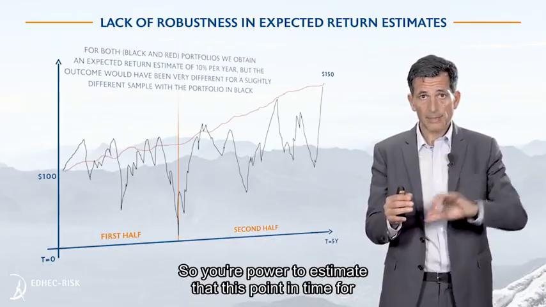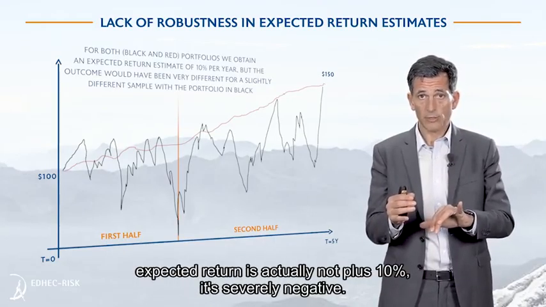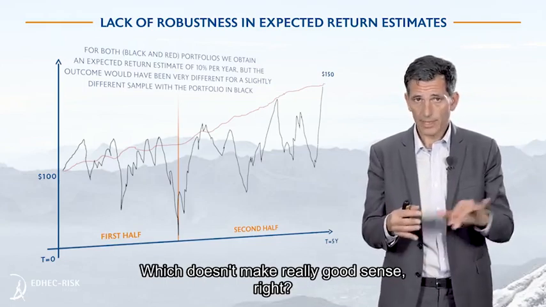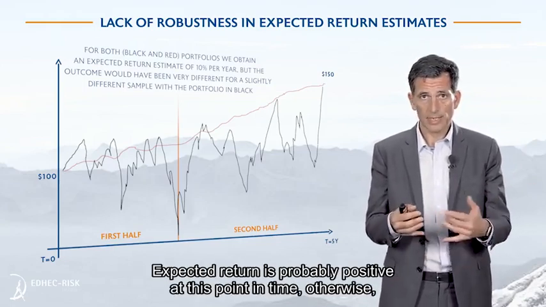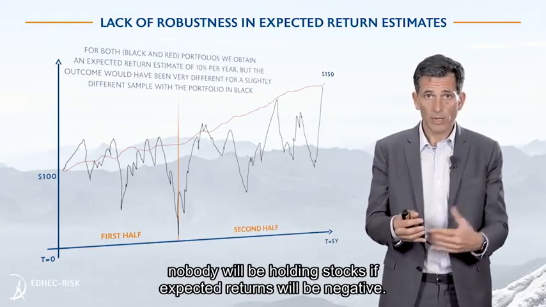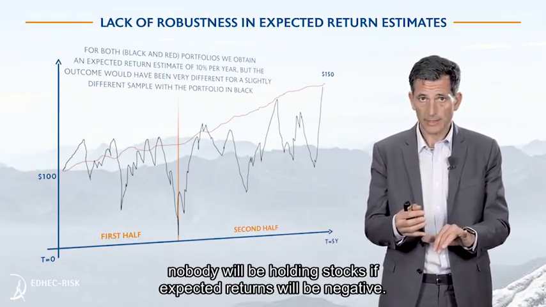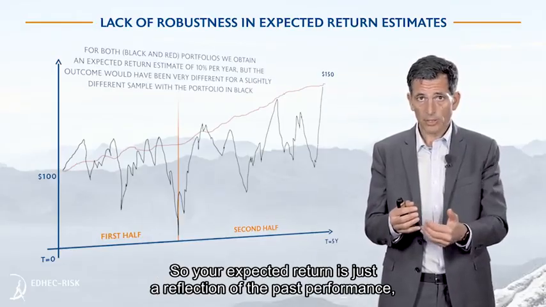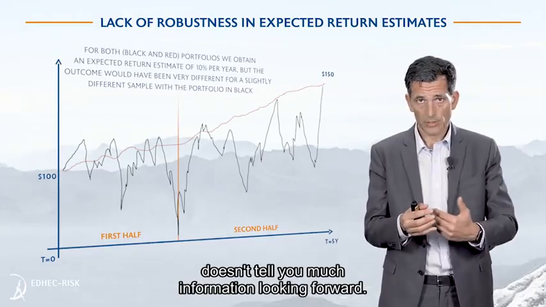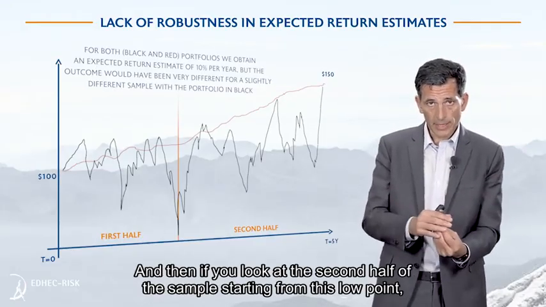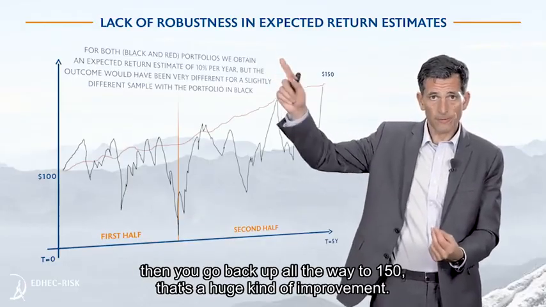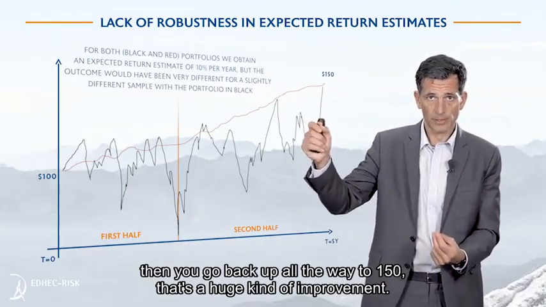Your parameter estimate at this point in time for expected return is actually not plus 10%, it's severely negative, which doesn't make really good sense, right? Expected return is probably positive at this point in time. Otherwise, nobody would be holding stocks if expected returns were negative. So your estimate is just a reflection of the past performance. It doesn't tell you much information looking forward. And then if you look at the second half of the sample starting from this low point, you go back up all the way to 150. That's a huge improvement.